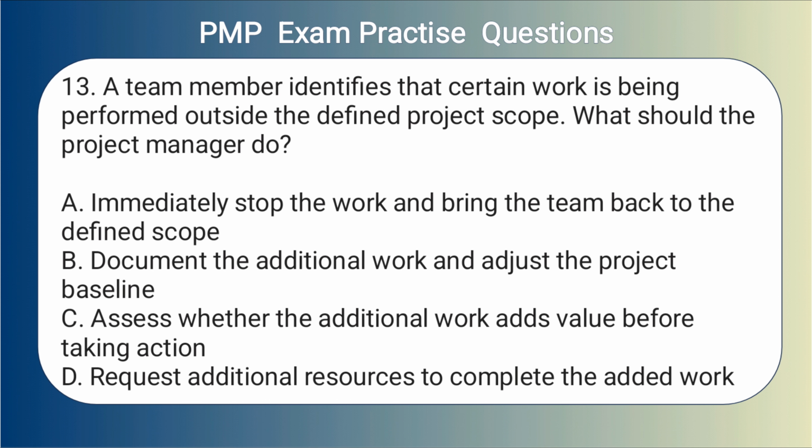13. A team member identifies that certain work is being performed outside the defined project scope. What should the project manager do? A. Immediately stop the work and bring the team back to the defined scope. B. Document the additional work and adjust the project baseline. C. Assess whether the additional work adds value before taking action. D. Request additional resources to complete the added work.